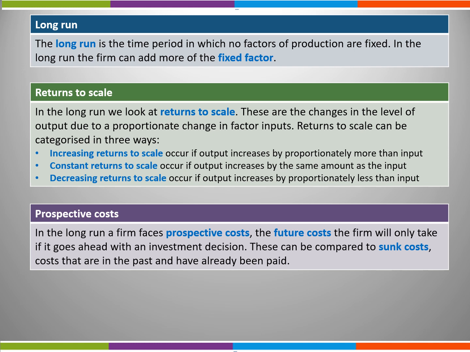In the long run, a firm faces prospective costs. The future cost the firm will only take if it goes ahead with an investment decision. These can be compared to sunk costs in the short run. These are costs that are in the past. They've already been paid. The firm should take investment decisions based on merit, for example future costs and revenues, not the sunk costs of the past.